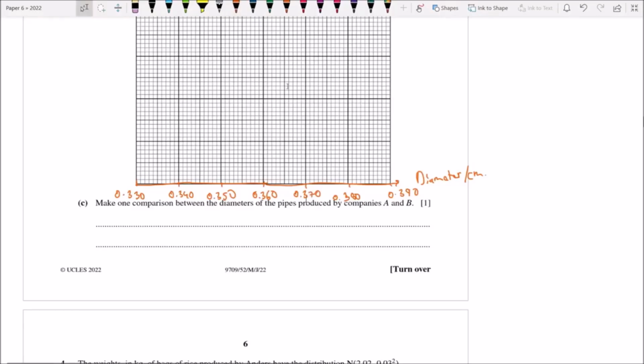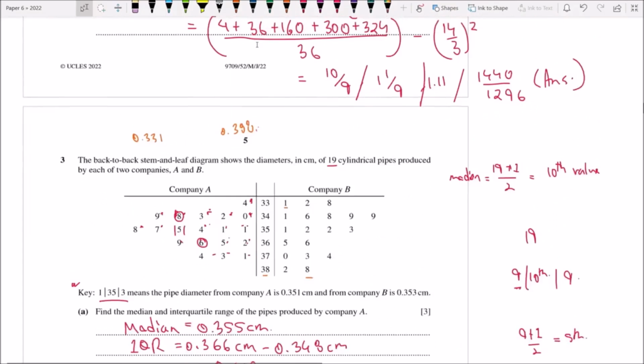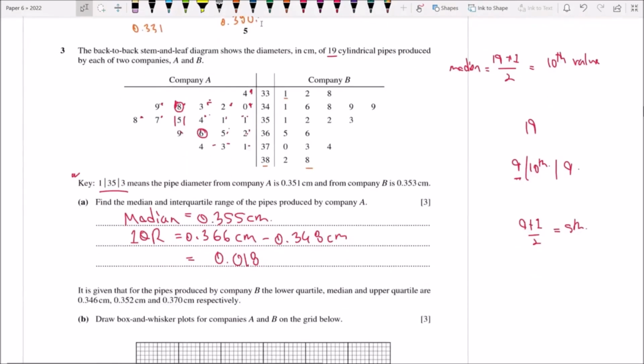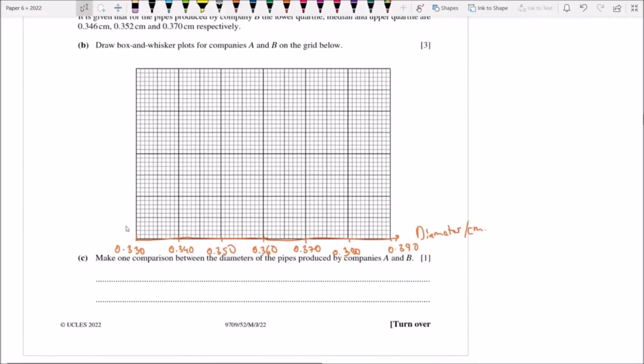Okay, so for A and B, 5 values are important for a box and whisker plot: the least value, the highest value, Q1, Q2, and Q3. I'm doing A first because I have it written over here. The least value is 0.334. That's 4 units over here. I'm going to go with 4 units up and down. So here you go. This is my least value.